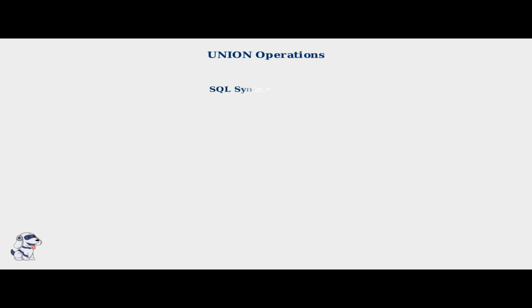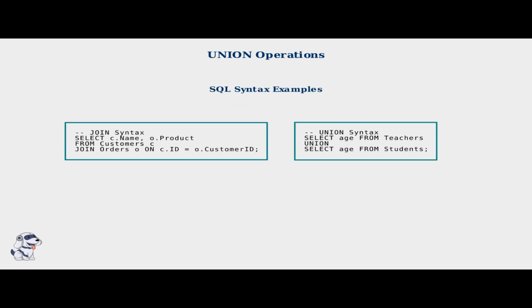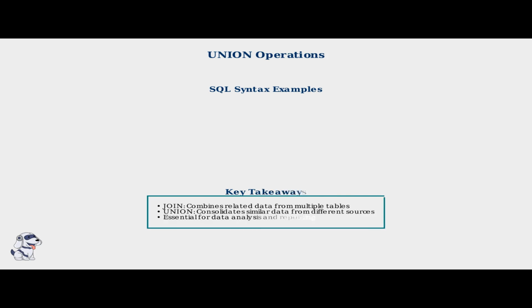Let's see the SQL syntax for these operations. Join uses the join keyword with on to specify the relationship, while union simply combines select statements. These database operations are essential for data analysis and reporting. Join operations help you combine related data from multiple tables, while union operations help consolidate similar data from different sources.